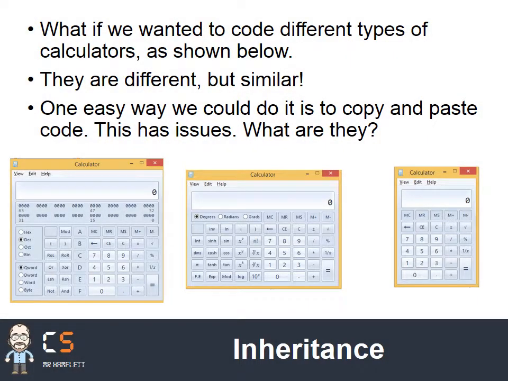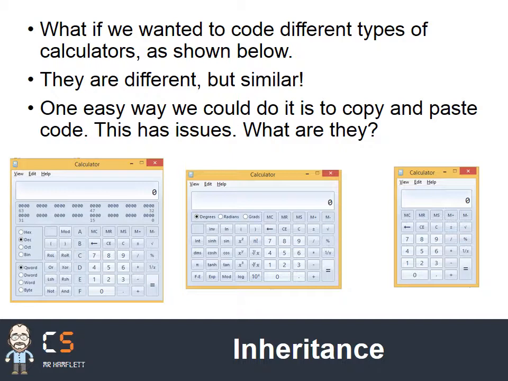To start the fourth video on object-oriented programming, I'm going to start off with a quandary. Imagine I wanted to create a bunch of calculators. So we've got a normal calculator, a scientific one, and a programming one. They're all different, they all work slightly differently, but they're very similar.